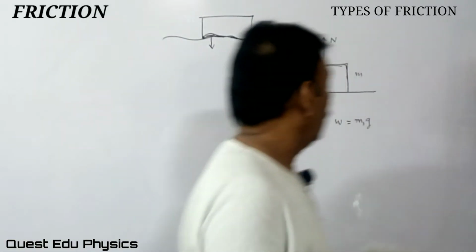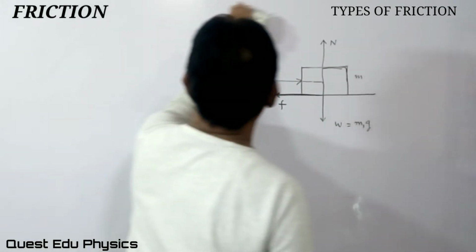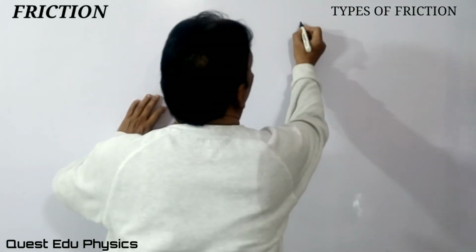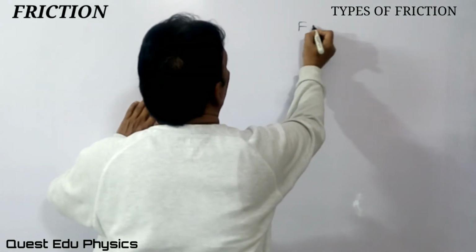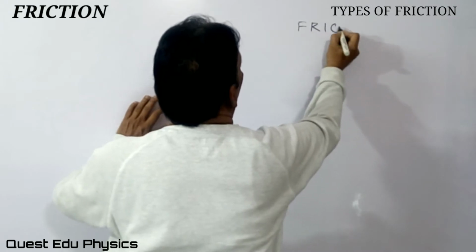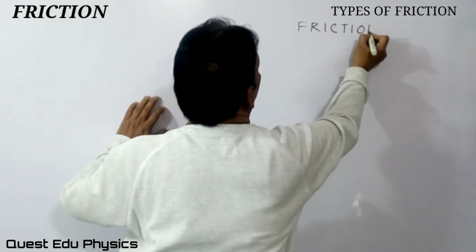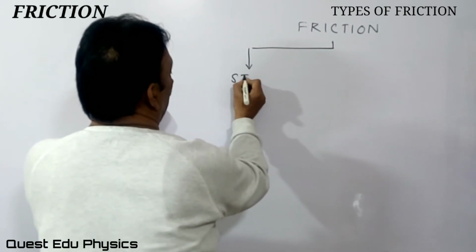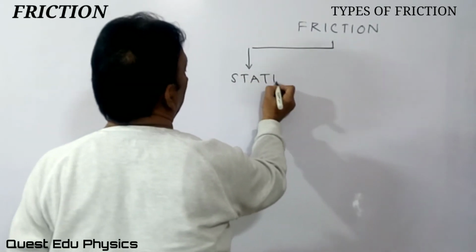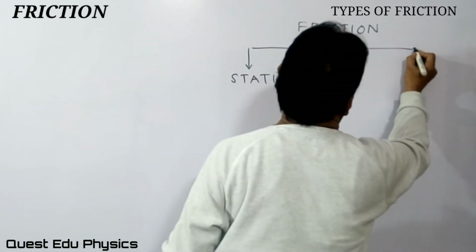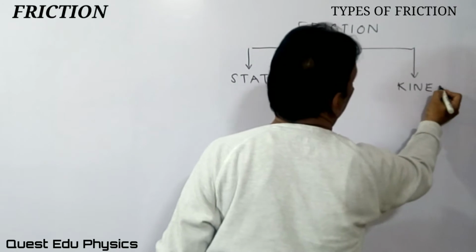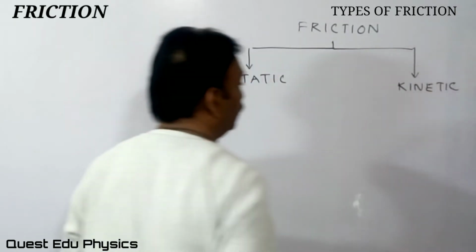Okay, students, friction is classified into two types. One is static friction, and the second one is kinetic friction.